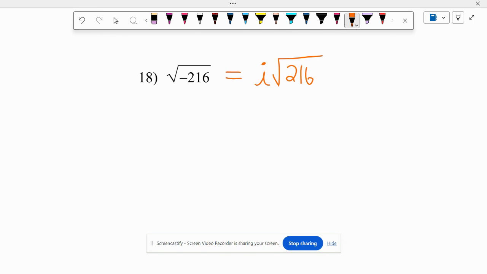Take 216 and divide it by 4. Anyone? Naomi, we're using that yellow paper up front. You might have one on your desk.